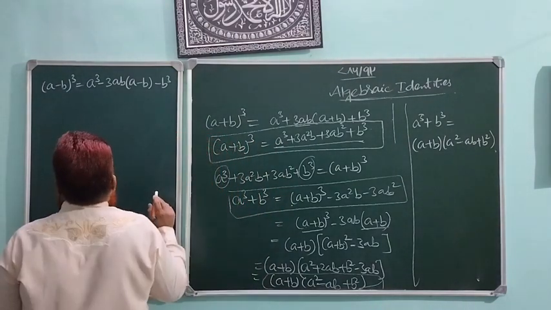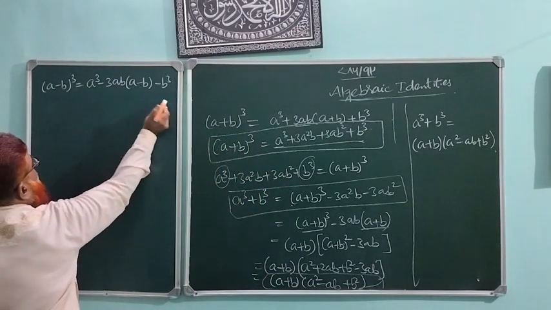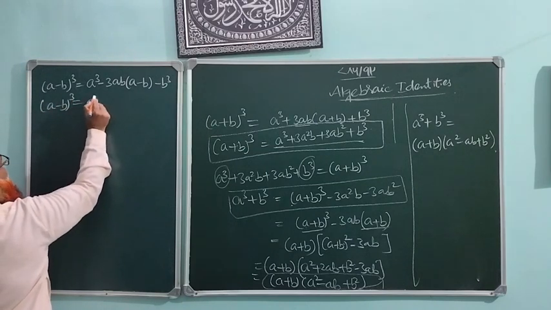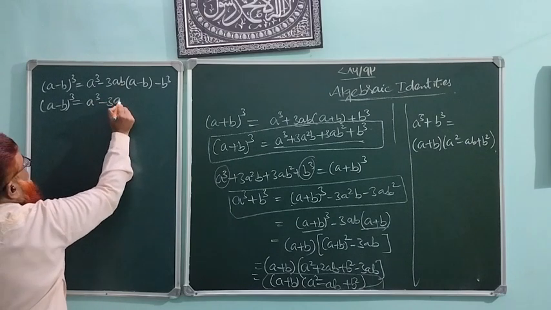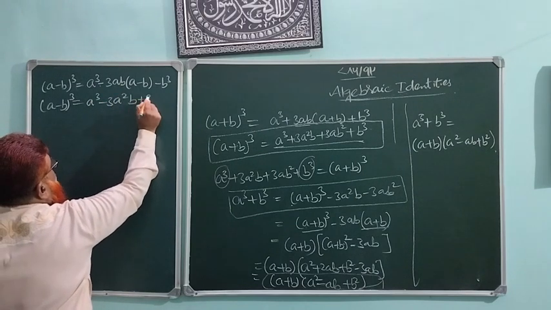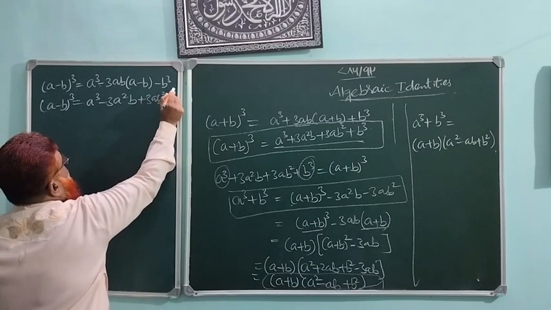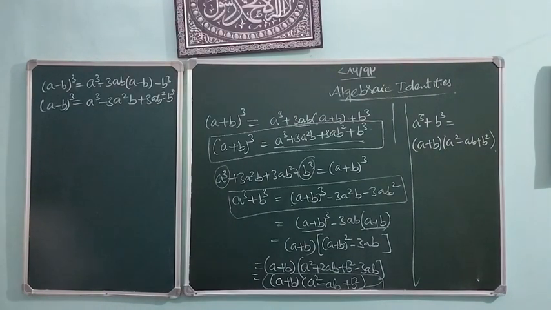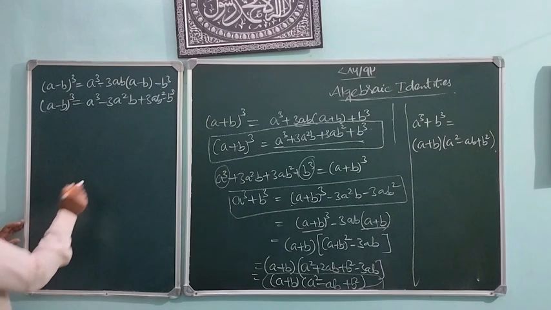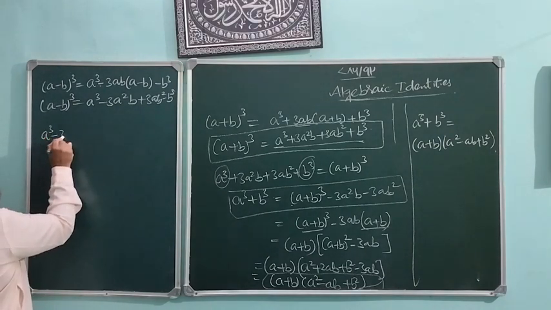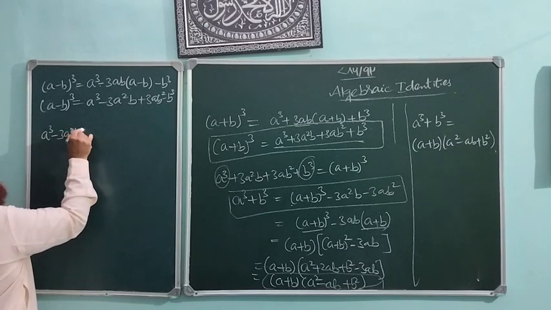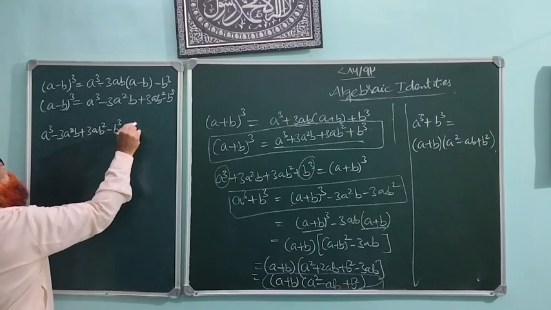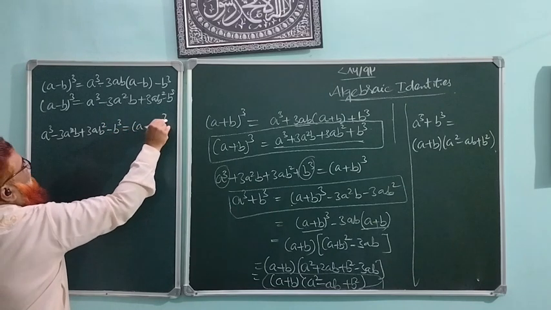Now when you look into this one, see that. (a − b) whole cube is equal to a³ − 3a²b + 3ab² − b³. This is the form you have to write. Now I write it like this: a³ − 3a²b + 3ab² − b³ is equal to (a − b) whole cube.